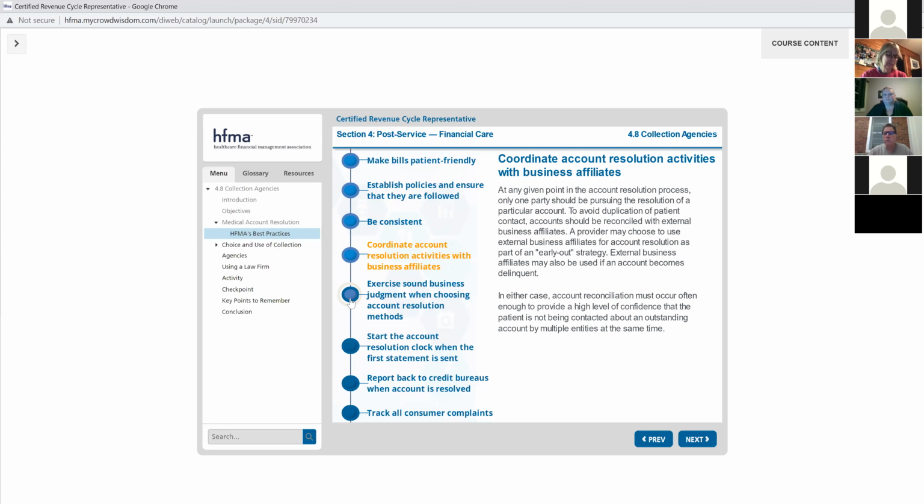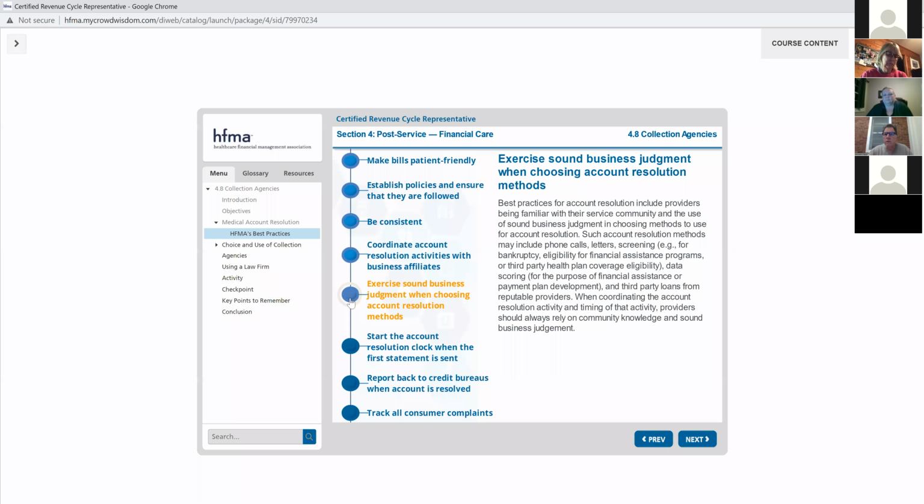Exercise sound judgment when choosing account resolution methods. So if you're in a highly populated area taking advantage of your financial assistance policy, you want to make sure that you're exercising sound judgment when you're trying to collect on outstanding debt, because there might be no opportunity to pay. So just be conscious of your community, if you will.